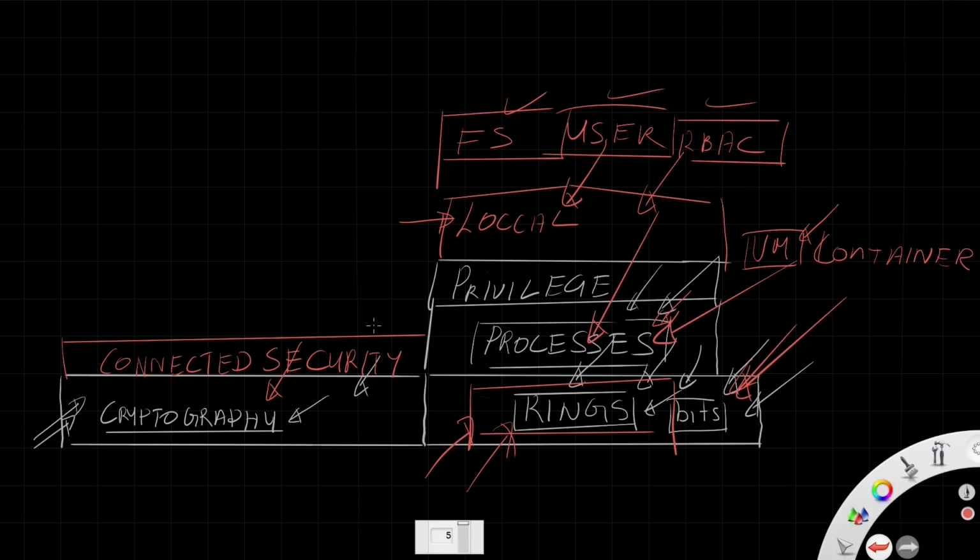How do you make sure that your bank account is not modified by someone else? That's where these pillars come into the picture, the pillar number 1. Of course, along with pillar number 2. But the connected security, when the packets are in the network, it is visible to the whole world, essentially speaking.